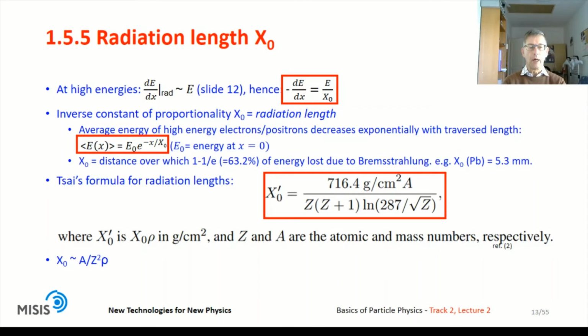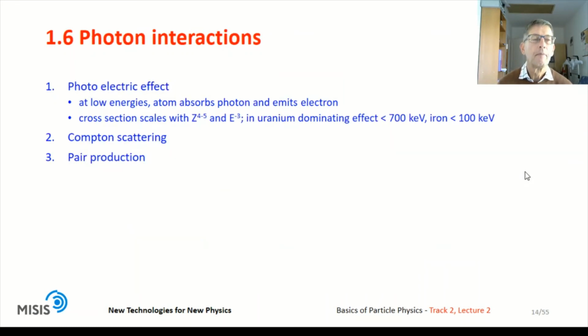It's x0 prime, which is x0 times rho, the density of the material. So this x0 prime has units of gram per centimeter squared, whereas x0 has units of millimeters or centimeters. You see both quoted in the literature. You have to convert between the two if necessary.